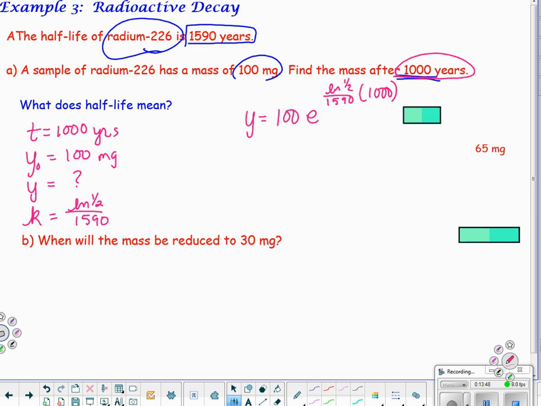Solving, oh, that's just going to be straight into the calculator. Looks like I came out with 65 milligrams. So the amount equals 65 milligrams. A nice one to solve.